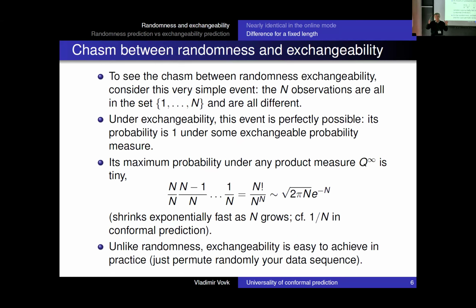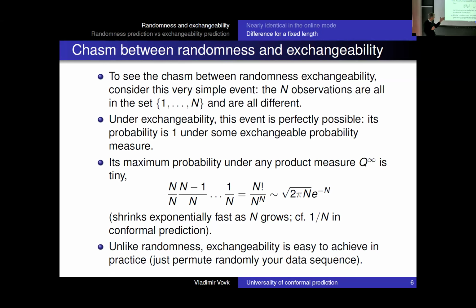So suppose you are given some training set, and you would like to predict the label of the test object. You can try different labels for this test object and see how likely, how plausible this augmented training set is. So here, suppose capital N is the length of the sequence we are interested in, such as this augmented training set.